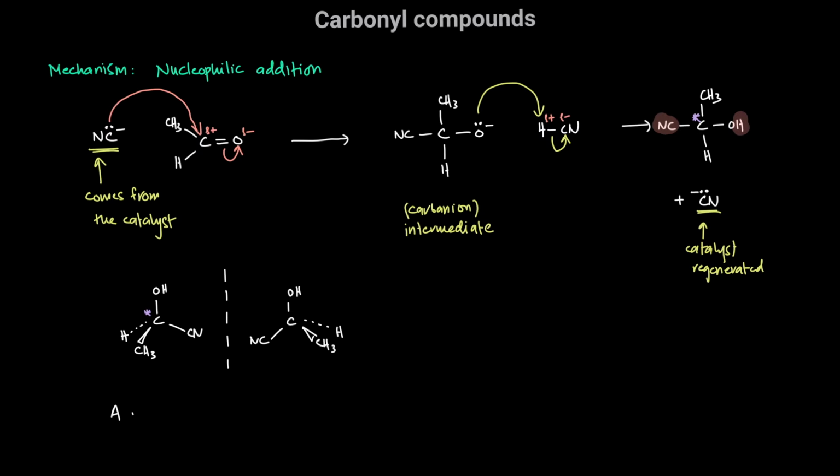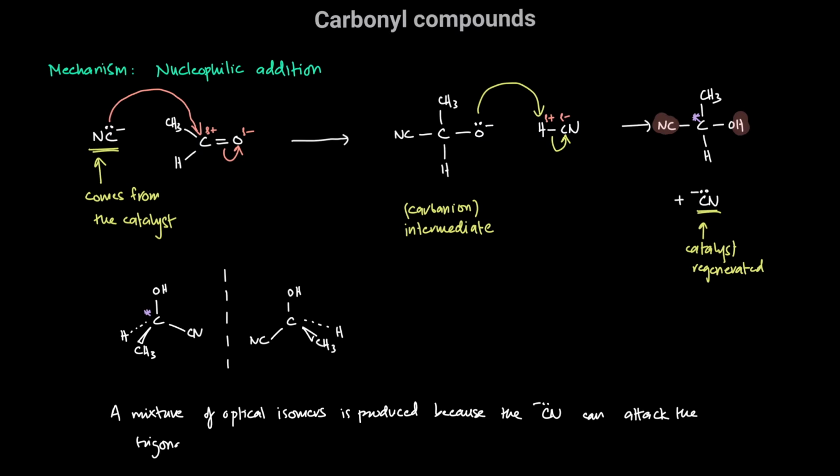So we can say here that a mixture of optical isomers is produced, because the nucleophile, in this case the cyanide ion, can attack the trigonal planar carbonyl carbon from either side.